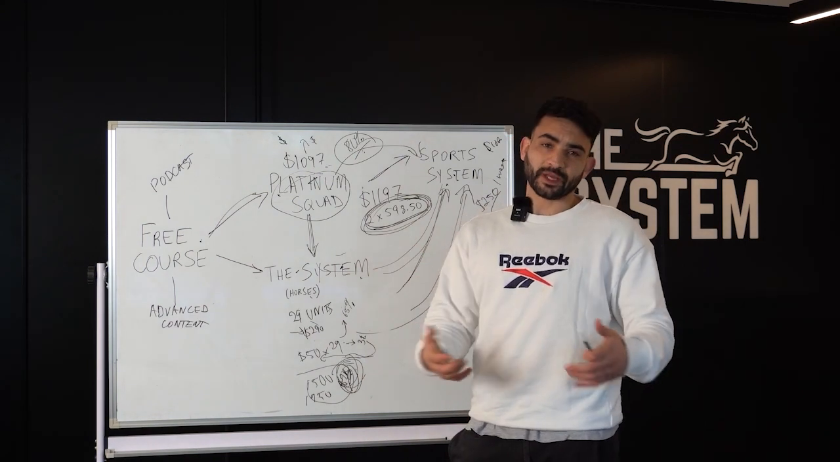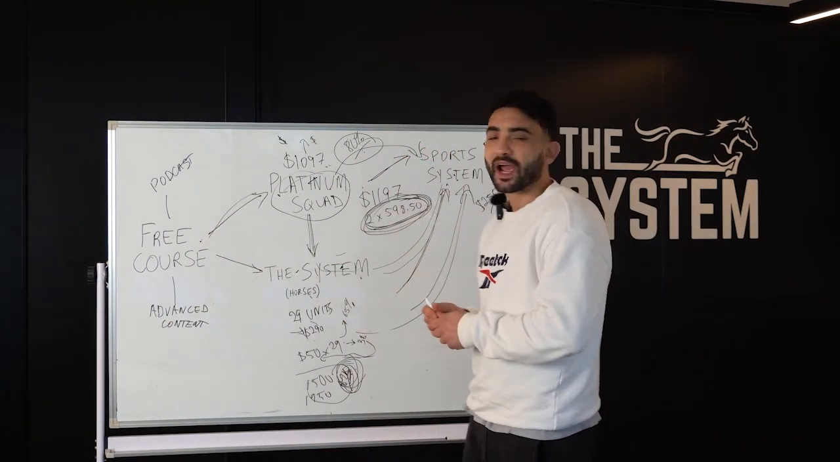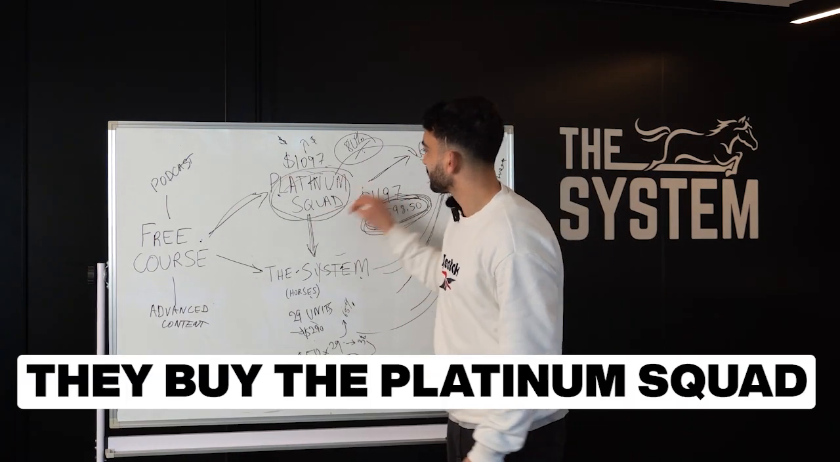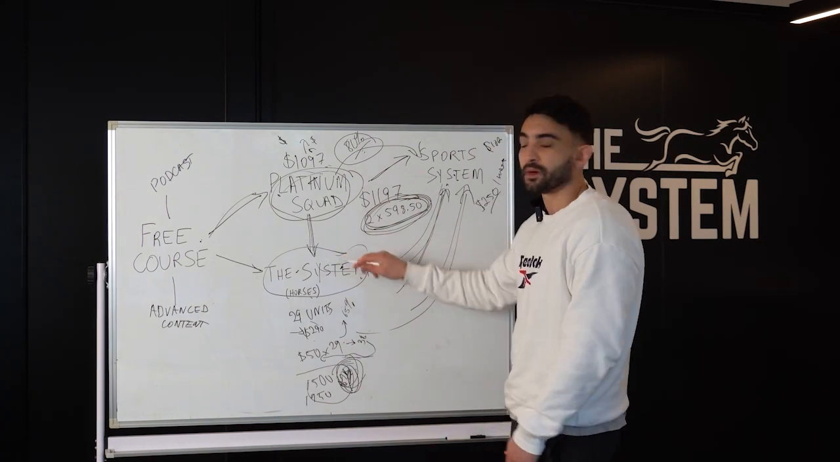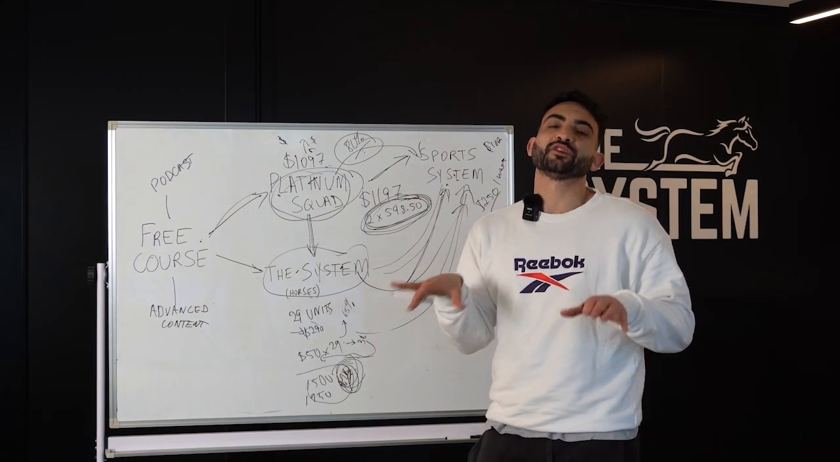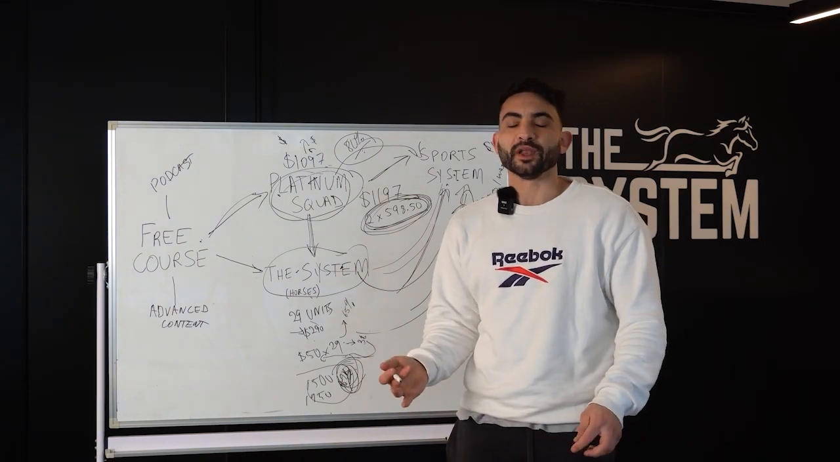The most serious people, they do the free course, they send a DM to our Instagram account, they book a call, and then 2 days later, they buy the Platinum Squad, one-off payment, they buy the system, 6 monthly, and then within a month, they're in the sports system. Those are the serious people, right? Those are the people who are wanting to take this by the balls from day one.